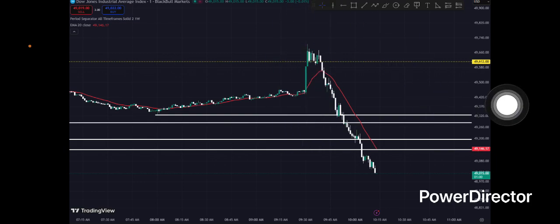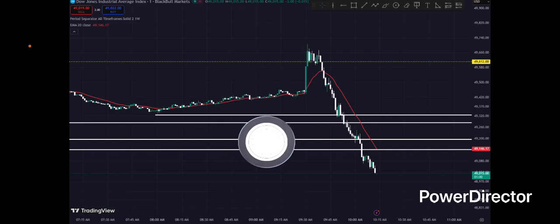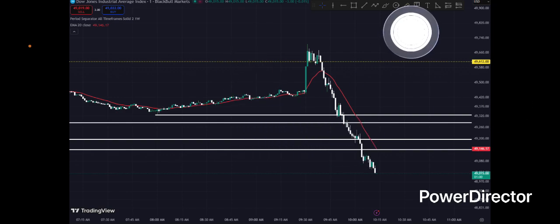You don't know what setup you're hunting, okay? You don't have a pump, coil, dump, okay? You're just getting in there. You're getting distracted by big candles. You're chasing a big candle, right? We do not want to do that.